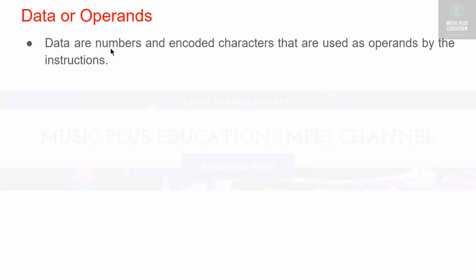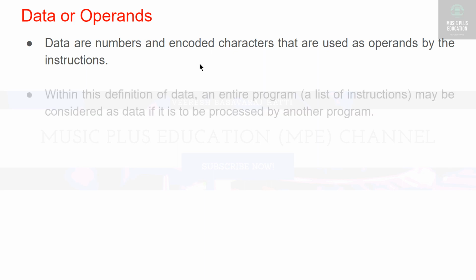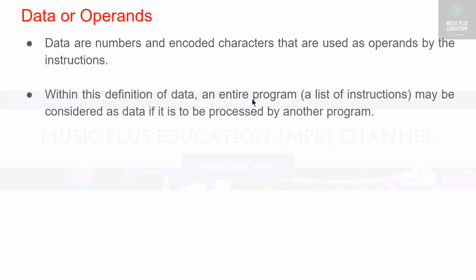Data are numbers and encoded characters. What is ASCII capital A? It is 41H or 65D. 41H stands for hexadecimal, 65D stands for a decimal number. Data are numbers and encoded characters, like ones and zeros, that are used as operands by the instructions. When I say encoded, ASCII or EBCDIC. Within this definition of data, an entire program, that is a list of instructions, may be considered as data if it is to be processed by another program.